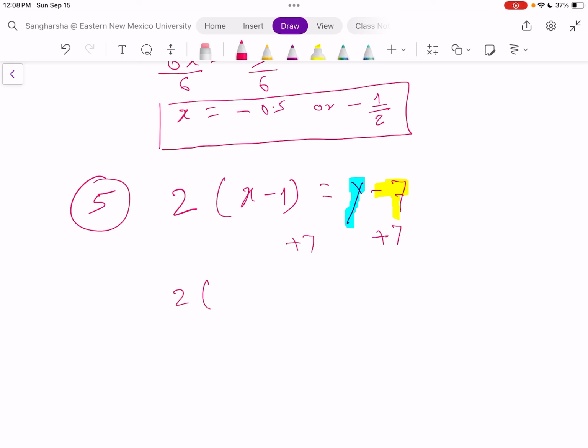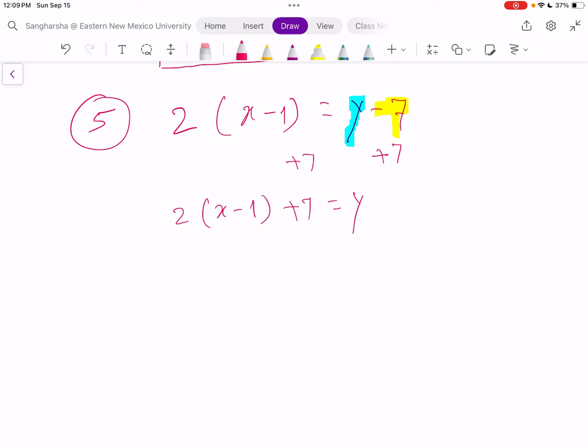Okay, so we have 2 times (x minus 1) plus 7 equals y. Now this is the solution, but if there is any way you could simplify your answer, you should. Right on the left side we can distribute 2 and we can have a simplified form of the answer. So this is 2 times x, 2x, 2 times -1, -2, plus 7 equals y.